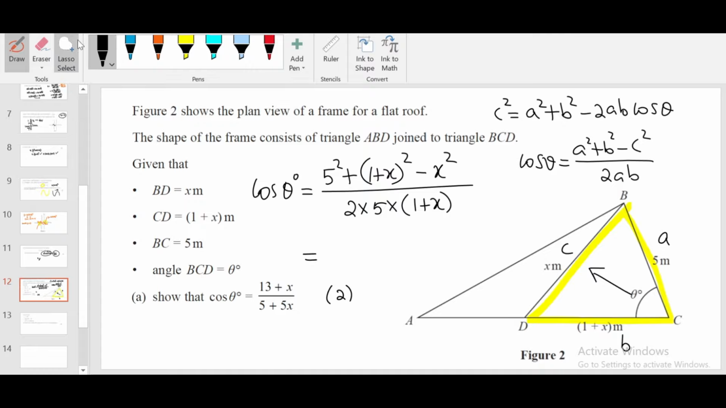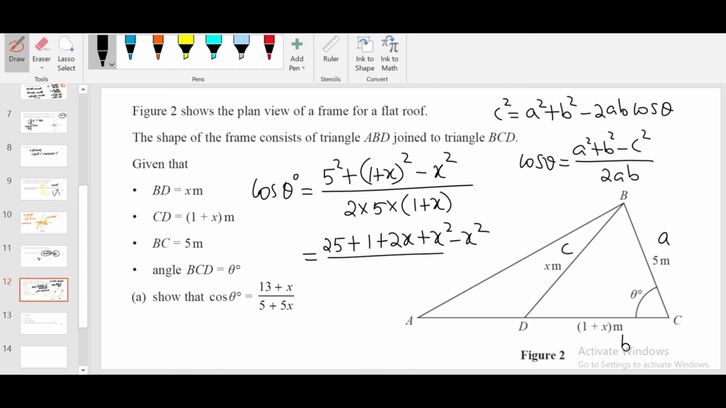So on top, 5 square is 25. When you open the bracket, 1 plus x whole square, A plus B whole square is A square plus 2AB plus B square, minus x square, divided by 2 5s are 10, so you will get 10 plus 10x. You can cancel this x square. You will get 26 plus 2x divided by 10 plus 10x.